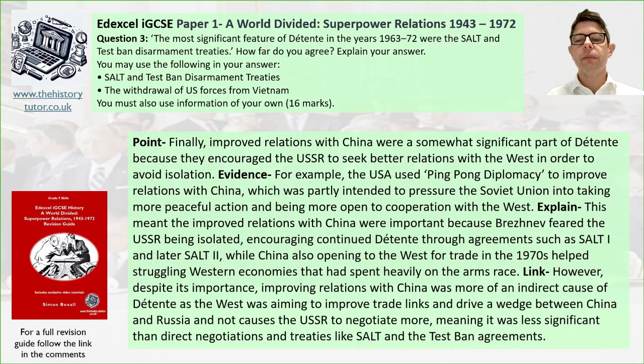While China was opening to the West for trade in the 1970s, it helped struggling Western economies that had spent heavily on the arms race. However, it's not the most important. Despite its importance, improving relations with China was more of an indirect cause of detente, as the West was aiming to improve trade links and drive a wedge between China and Russia, and not aiming to get the USSR to negotiate more, meaning it was less significant than direct negotiations and treaties like SALT and the test ban agreements.